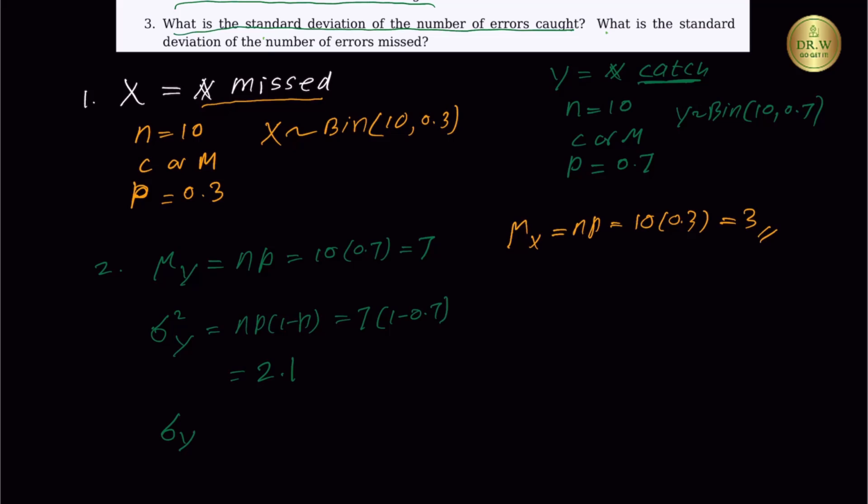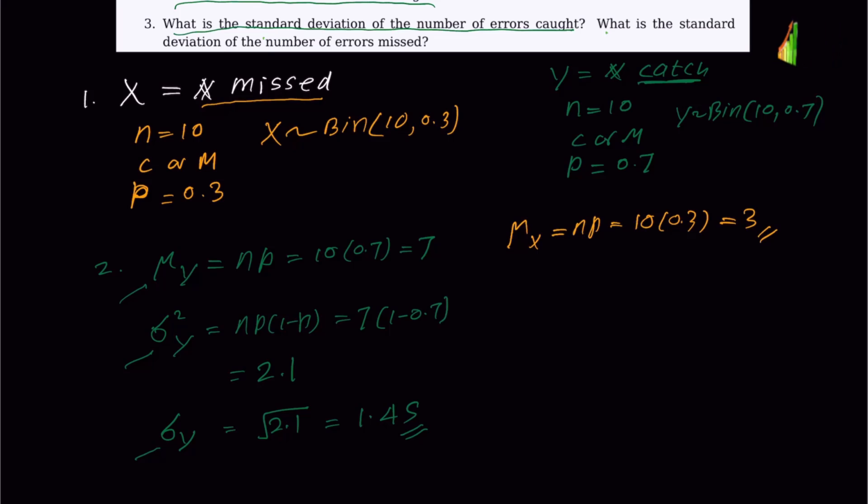Right, then we need to find the standard deviation. How do we find the standard deviation? It is the square root of the variance. So 2.1 square root is 1.45. Those are the mean, variance and standard deviation of the errors caught.